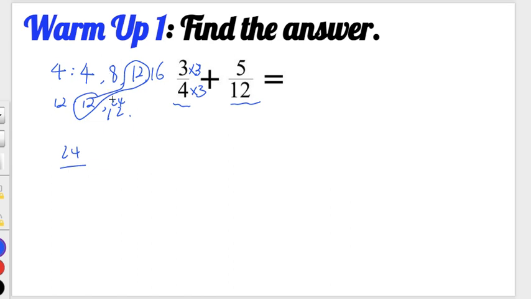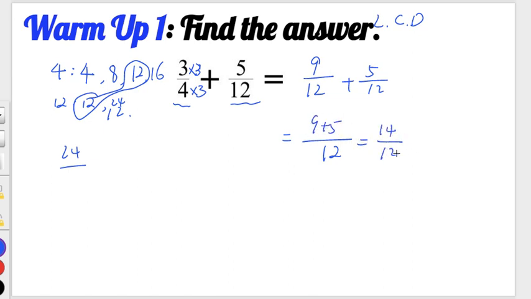Yes, that's correct. But the thing is, 24 is not the least common denominator. Let me write down the word here, LCD, the least common denominator. If you want to use 24, which is fine, you just need to simplify more because you're dealing with a bigger number. So let's continue our conversation here. Then 3 times 3 is 9, 4 times 3 is 12, and for the rest we just keep the denominator and add the numerators. So that's the answer. Of course, you can simplify at the end if you want to, but since it's not the most important thing right now, we just leave it here.